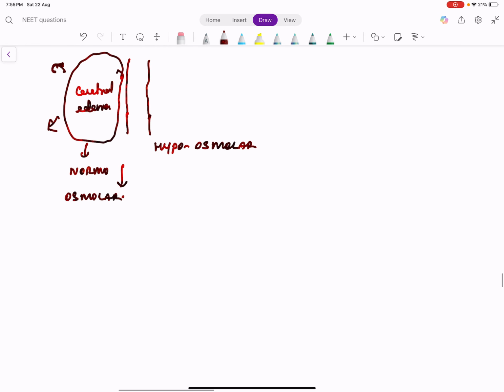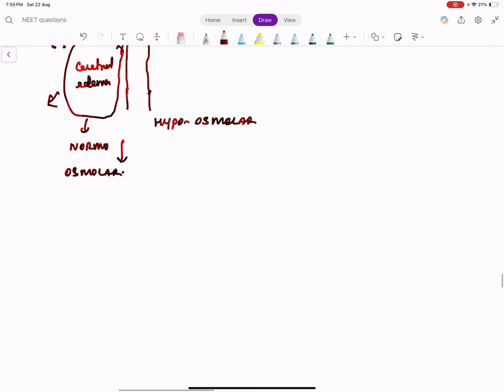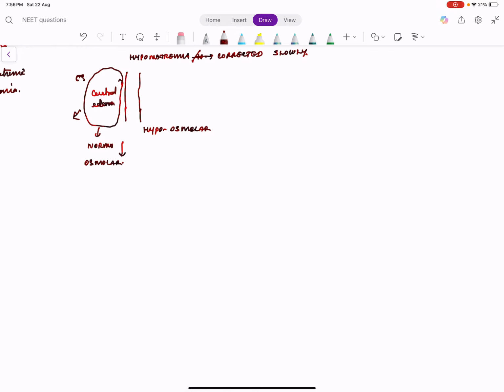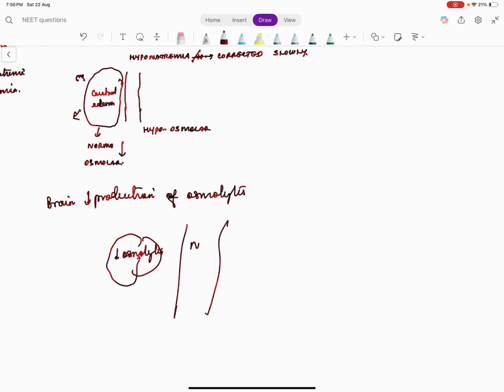So now after 2 days there is some sort of balance, because when the fluid goes inside, both have an equal osmolality, and to maintain osmolality the brain reduces production of osmolytes. The brain also has some osmolar substances, so to compensate for hyponatremia outside, the brain decreases production of osmolytes. So after 2 days the brain has low osmolytes, and outside there is low sodium.